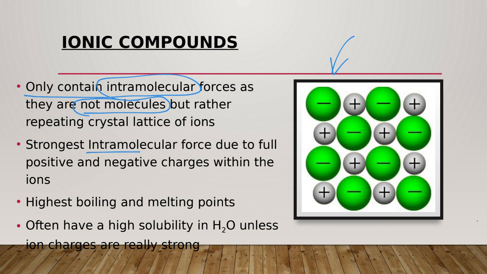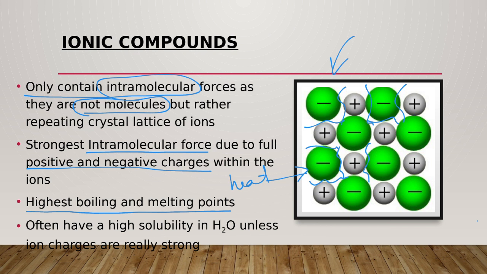They are the strongest intramolecular force or strongest intramolecular bond because all of those ions have full positive and full negative charges that strongly attract each other. And as a result, if you try to melt an ionic compound or add heat to this structure, you're trying to break apart all of these attractions between positives and negatives, electrostatic attractions. And because those are the strongest attractions, you need lots of heat. And so they will have the highest boiling and highest melting points that exist.